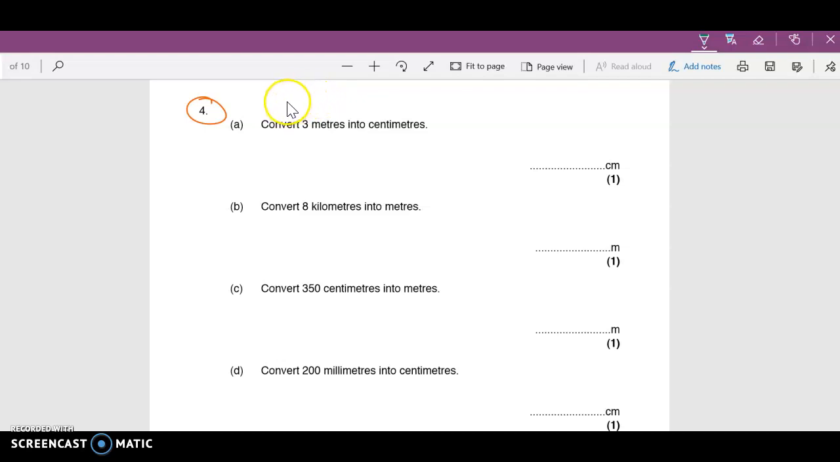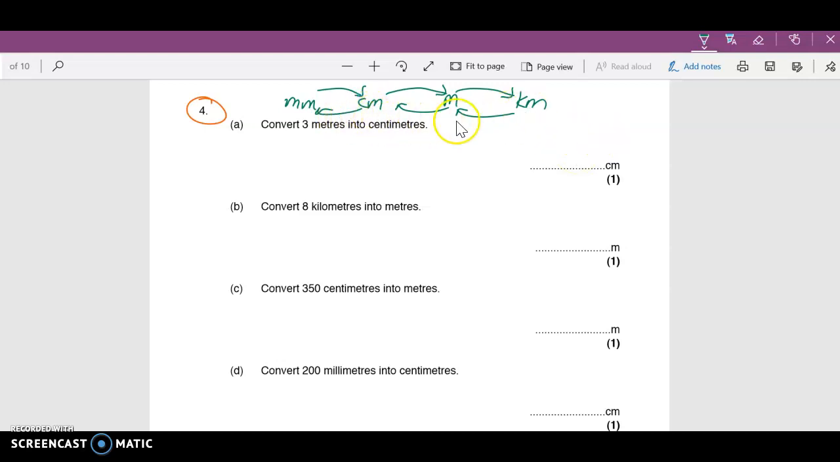So our smallest metric unit we need to know is millimetres. Then we've got centimetres, then metres, and then kilometres. I like to make a little bit of a flow diagram out of it, so it tells me what to do. A lot of this can be on the non-calculator paper because we're dealing with powers of 10, so we're timesing or dividing by 10, 100 or 1,000.